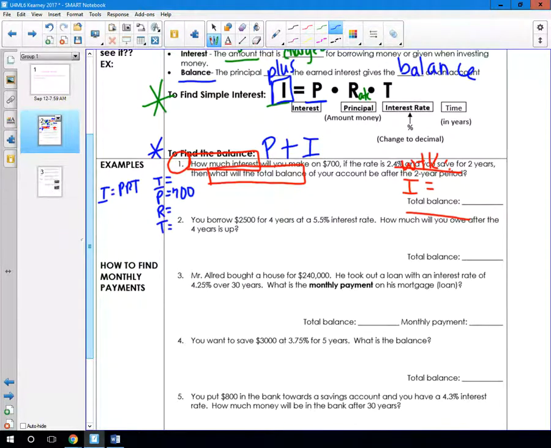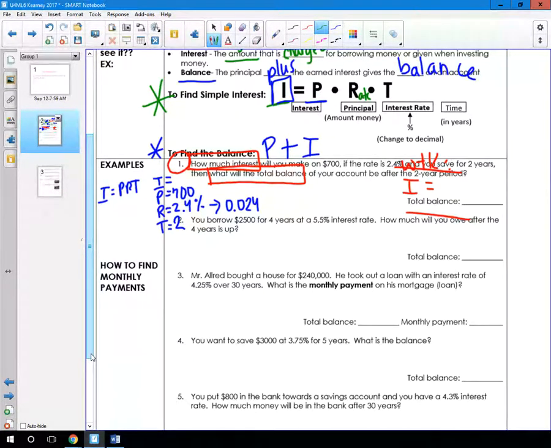Okay. Did it give us the R? Did it give us that percentage rate? Yes, that was 2.4%. And remember, we've got to change that to a decimal. So we got to move that decimal over 2 places. Go ahead and do that so you don't forget. And then did it give us the time? Yes, it gave us the time was 2 years. We're going to put 2. Okay? So now I have all my key pieces of information pulled out.